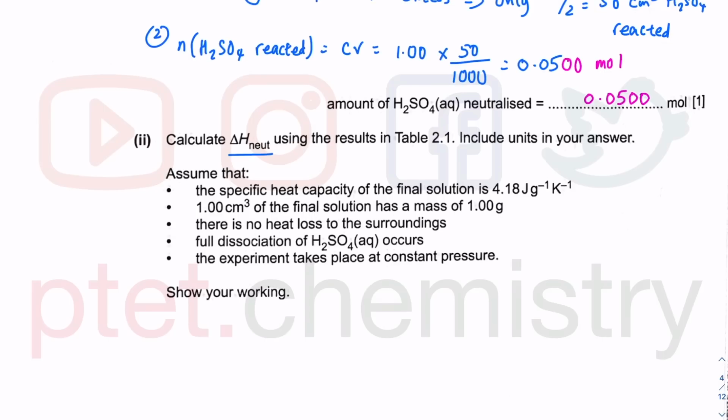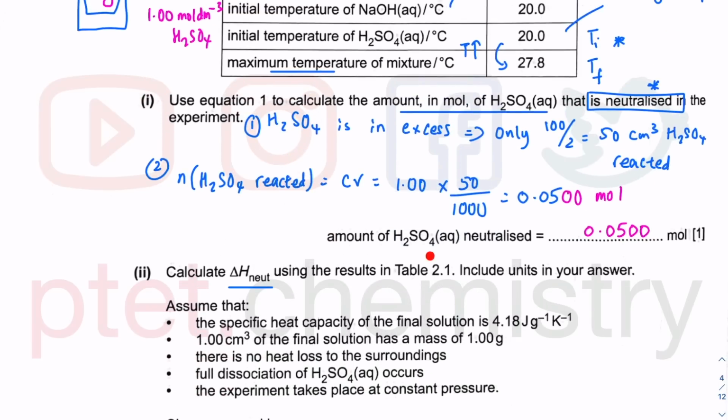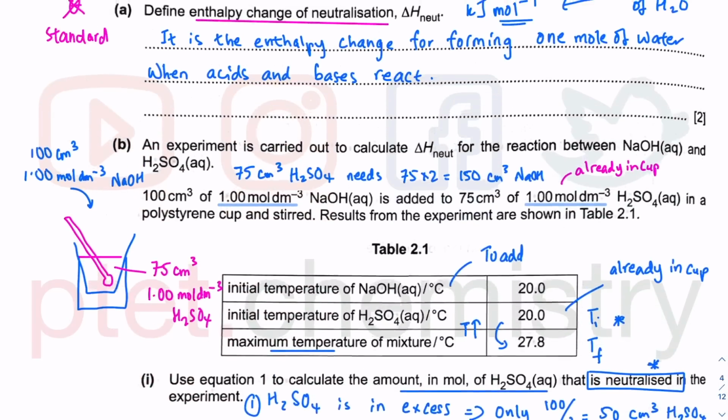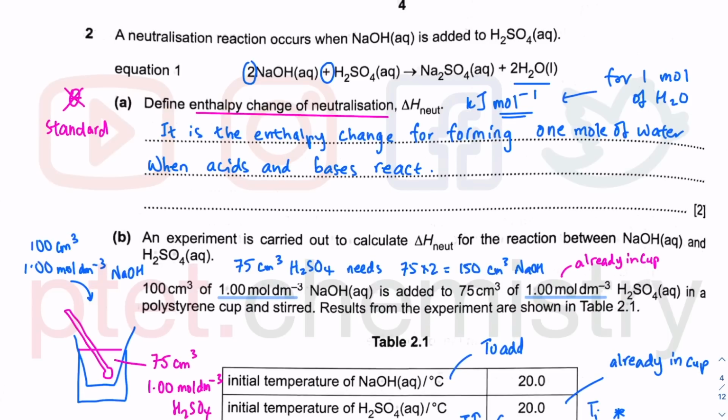Now calculate delta H neutralization using the results in table 2.1. The reason I think they asked us to work out the amount of sulfuric acid neutralized, even though sulfuric acid was in total excess, is that we now know how much of it gets neutralized, and that is not really giving us a 1:1 mole ratio, is it? Well, we know the NaOH is limiting because sulfuric acid is in excess. So when we react however much sulfuric acid, the mole of water is 2 times the mole of sulfuric acid. 1 mole of sulfuric acid reacted gives 2 times the mole of water.